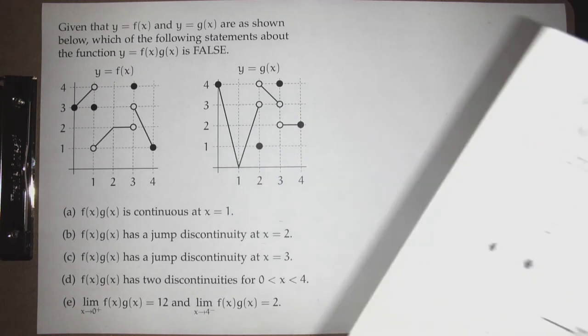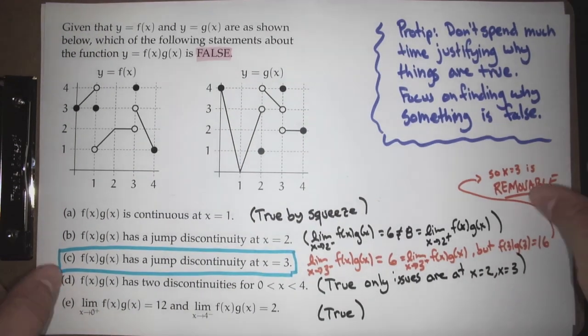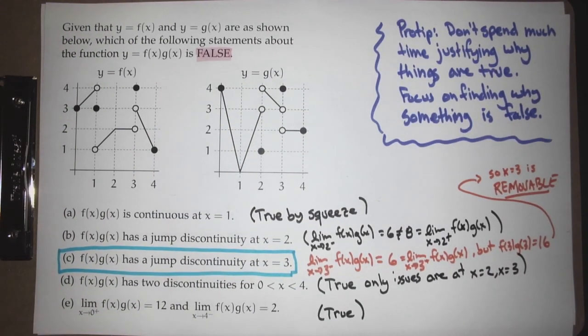C? Good. That is correct. It's not a jump discontinuity at 3. It's a removable discontinuity. That's a different type of discontinuity. Now, you might say, but there are jump discontinuities in f and g. But yeah, we're not looking at f and g, we're looking at f times g. How do you check? You check the limits.